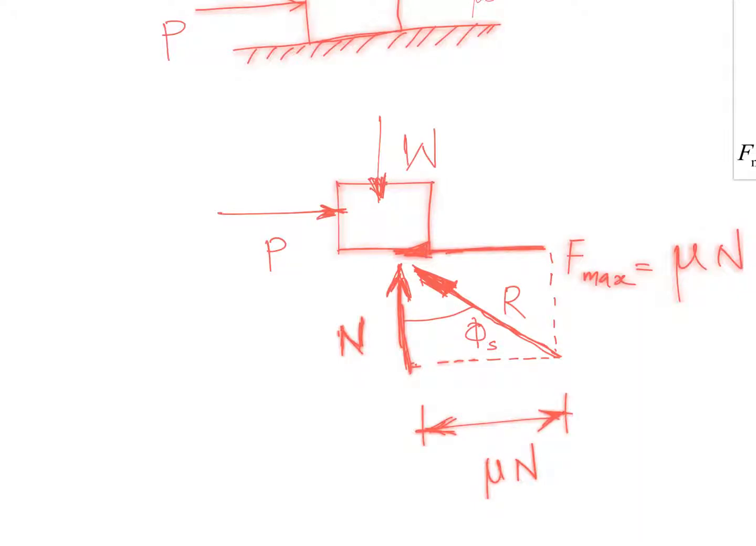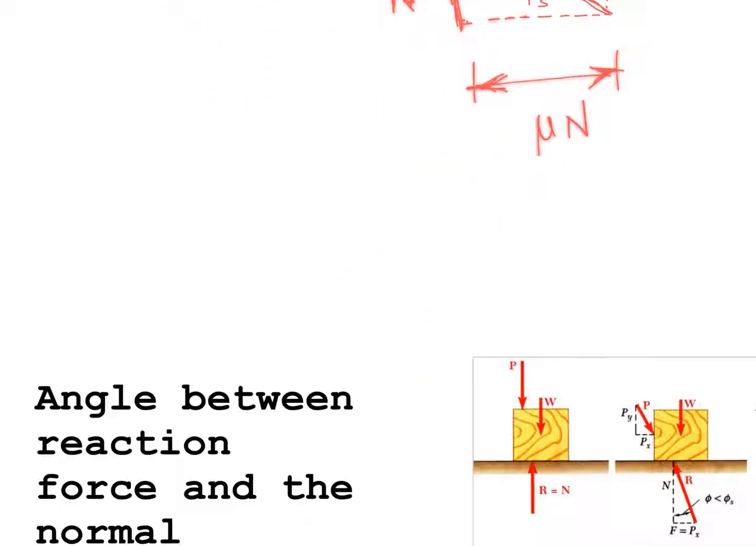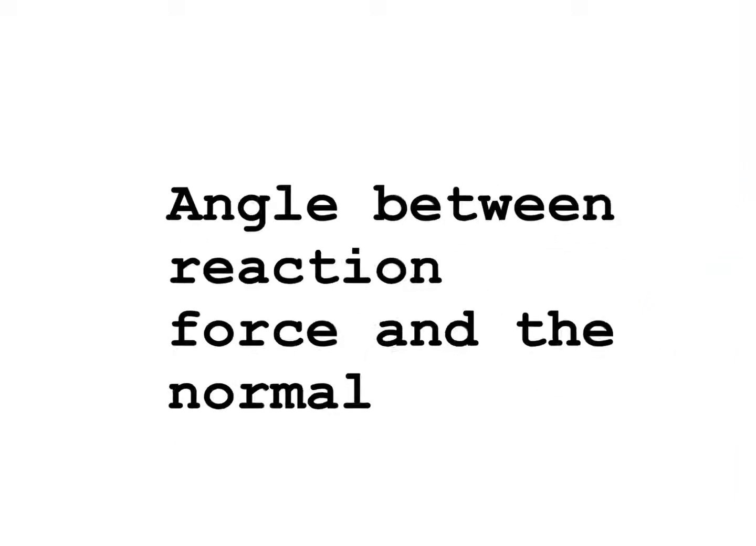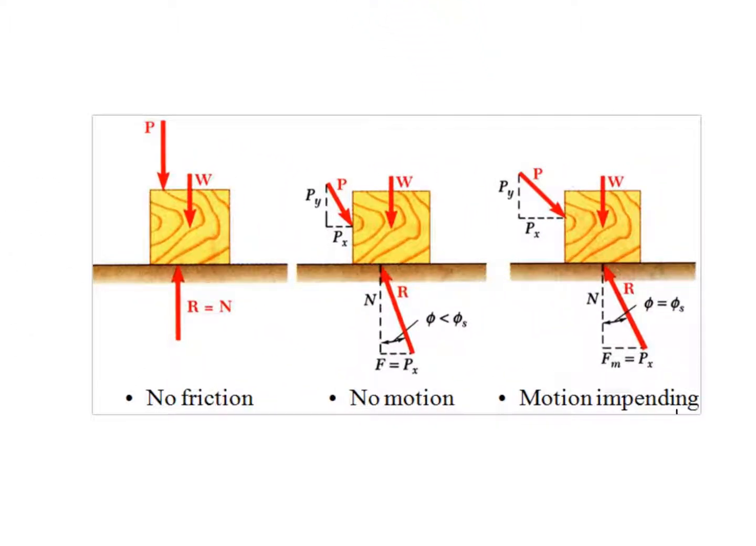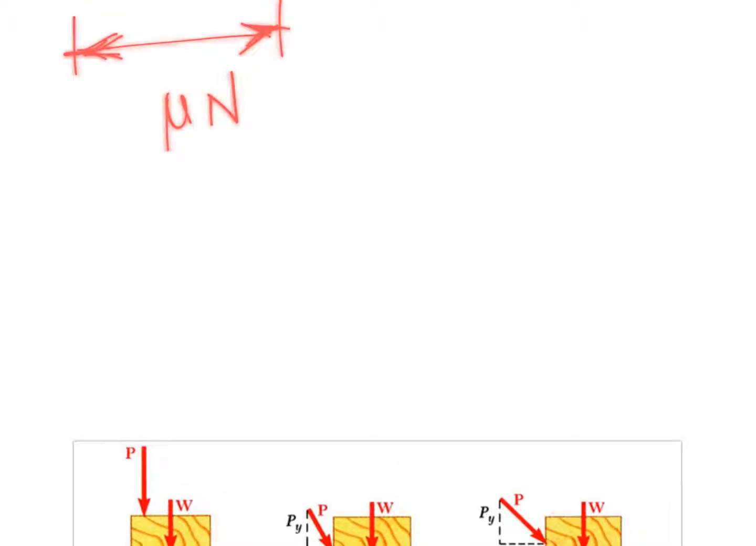So once again, angle of friction is the angle between reaction force and the normal. Make sense? Good. So in this case, when you're applying a smaller force, there is no motion. Then the angle which the reaction force makes with the normal is less than your angle of friction. But when this reaction force makes an angle equal to your angle of friction, then the object will start moving. Make sense? So that is the concept of angle of friction.